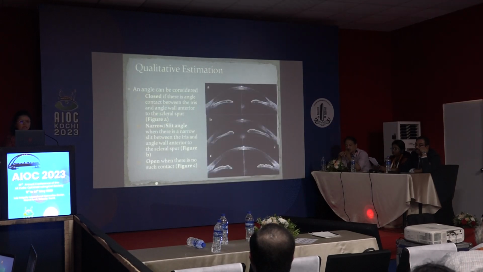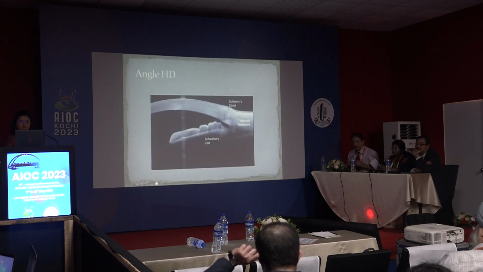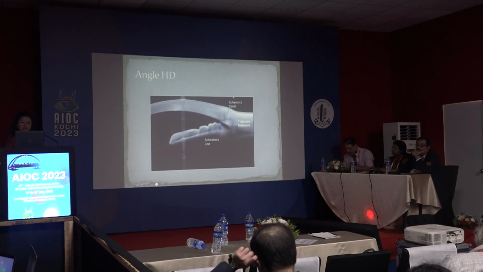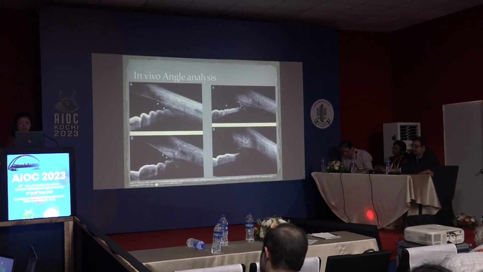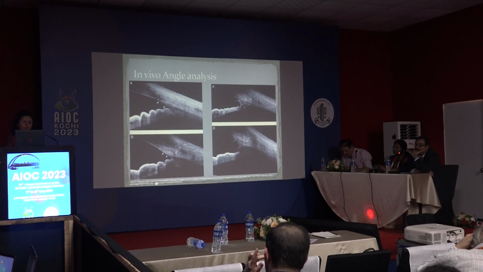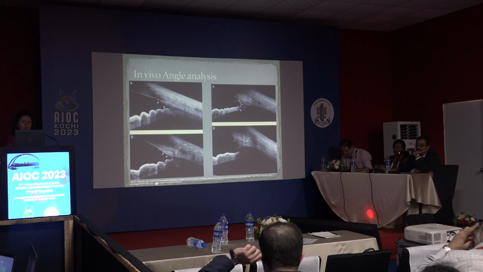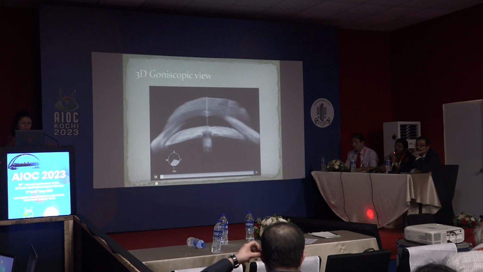Qualitatively, you can also see whether the angle is open, narrow, or totally closed. And these are high definition images of the angle, where you can see actual structures of the angle that are filtering. This is one study from our center where we had taken cases of primary congenital glaucoma versus adult glaucomas, and we had seen that in cases of primary congenital glaucoma, there are actually membranes covering the trabecular meshwork. So you also have a 360-degree view in this.